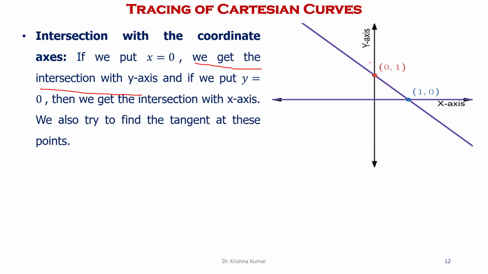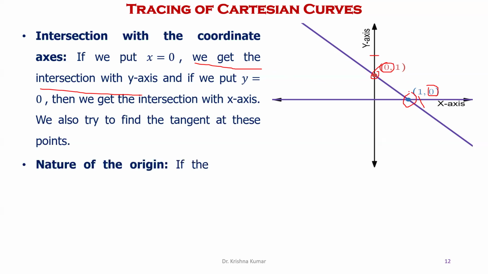Now just look here. This is the y-axis, this is the x-axis. So if you put x equal to 0 over here, we get the intersection with y-axis. If we put y equal to 0 over here, we get the intersection with x-axis.